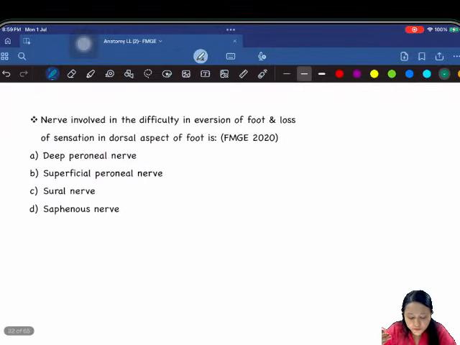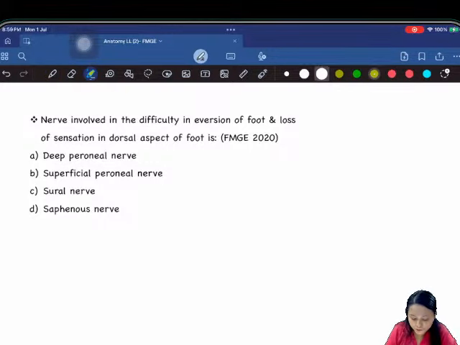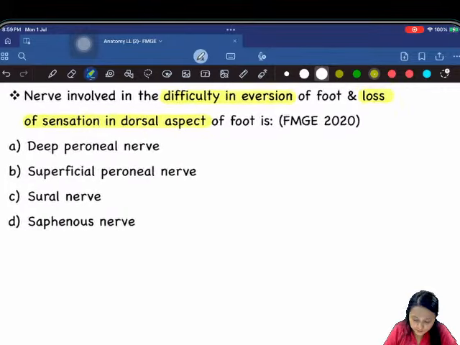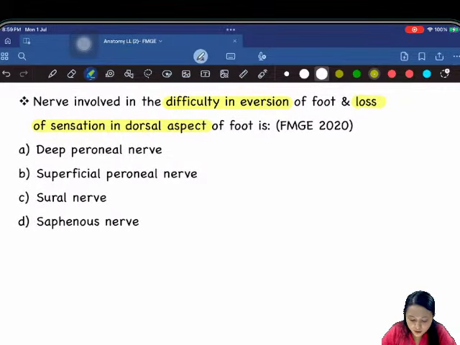Okay. Now they have given a question: the nerve involved in difficulty in eversion and loss of sensation on the dorsal aspect of the foot, कौन सा होगा? Among these, they have not mentioned the web space, but first exclude: the saphenous nerve is not there because it is on the medial side. The sural nerve also is not there; it is on the dorsum, but at the extreme little toe side. Now deep peroneal and superficial peroneal.